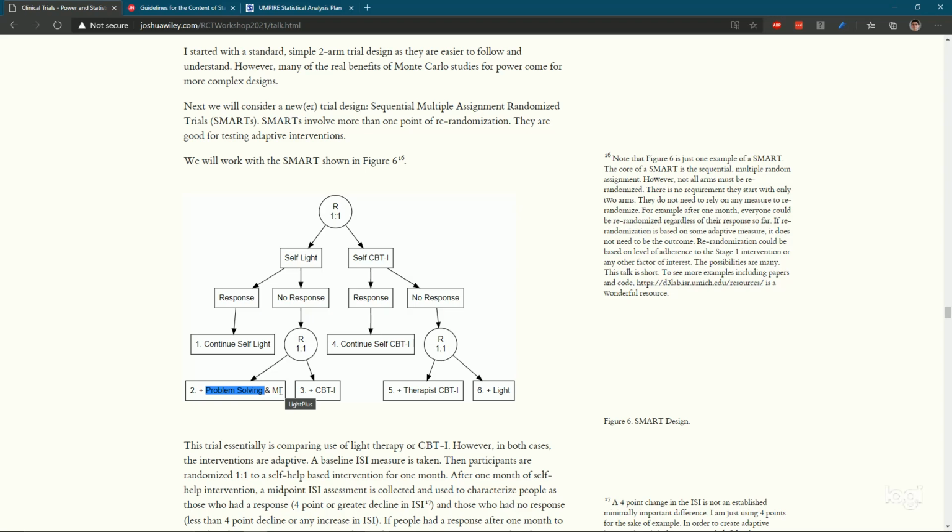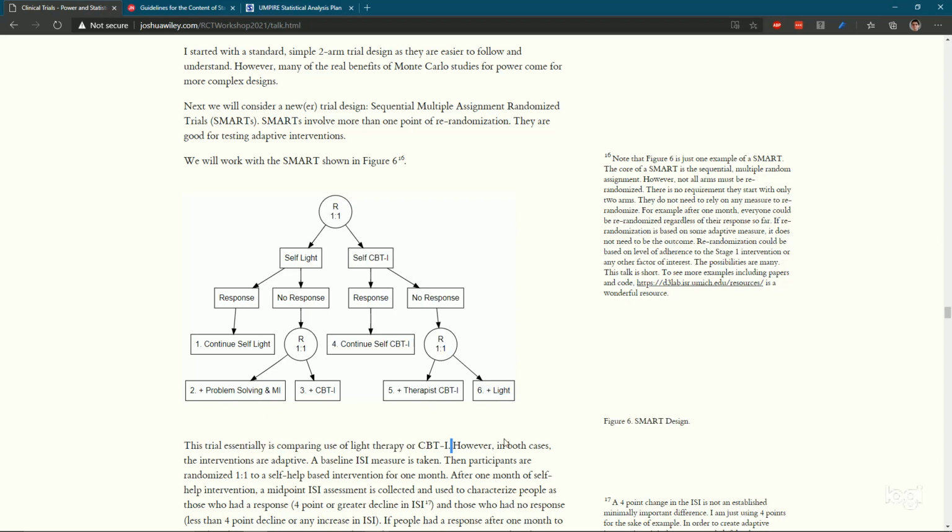The assumption is the light works. You don't need to make the light brighter because you've hopefully already done a bright enough light, but maybe you need to get people to use it more. Or the other thing they're randomized to is the other intervention. So if they're randomized initially to self-help CBTI, then they might get later on randomized, if they don't respond to that, to add self-help light in addition to self-help CBTI. Or if they were initially randomized to self-help light and they didn't respond, they might get randomized to add self-help CBTI on top of the self-help light for another month.